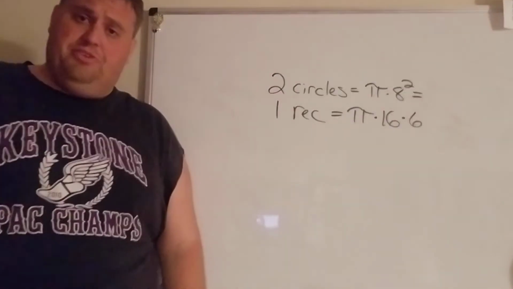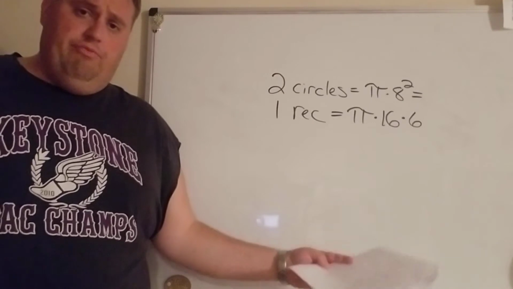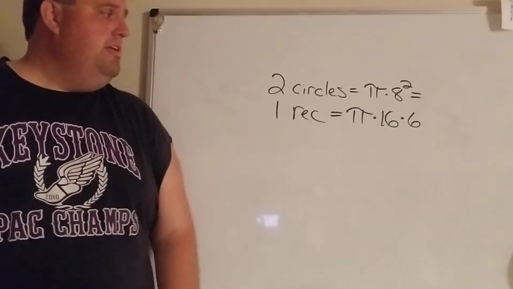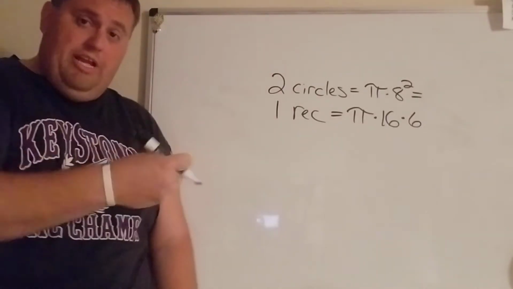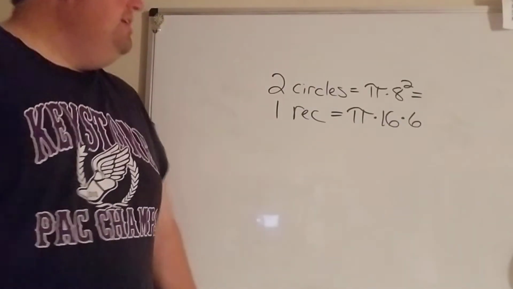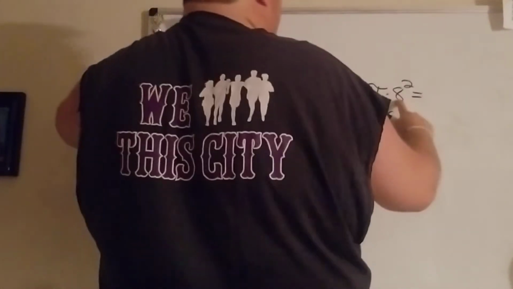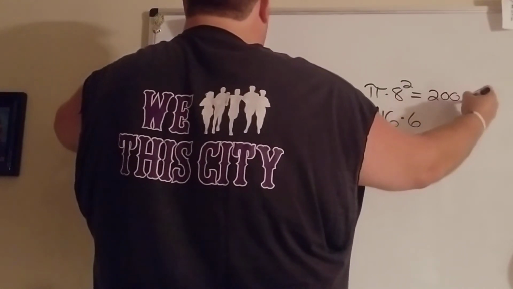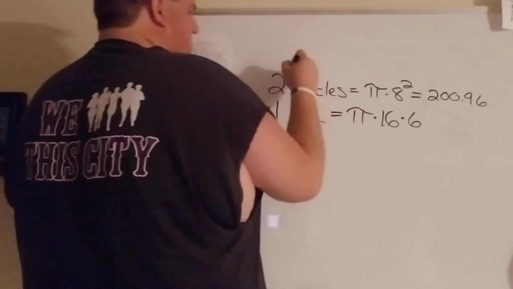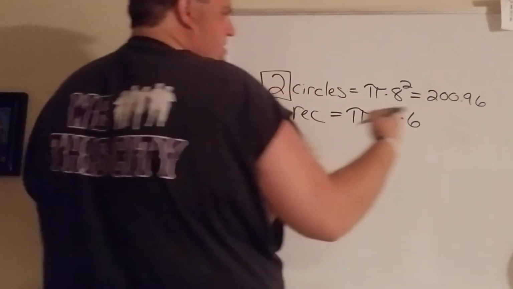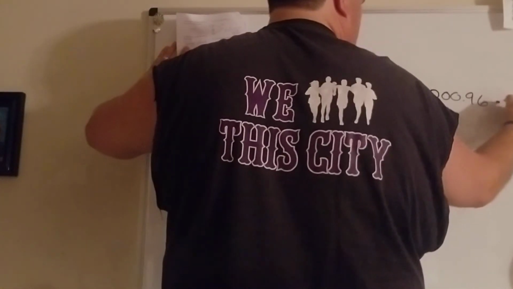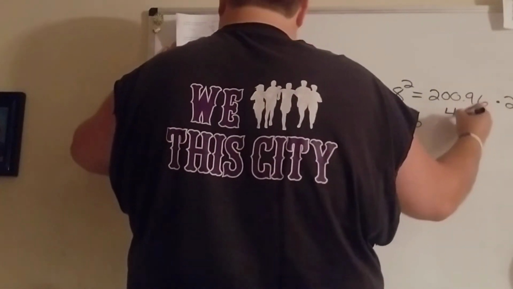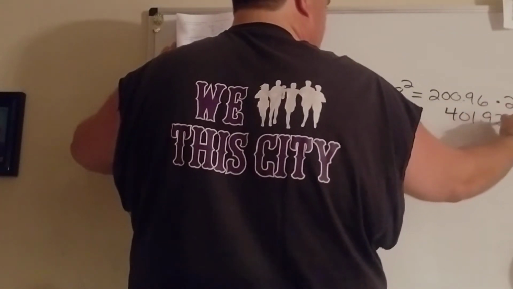Again, you guys are allowed to use your notes, so write that down. Pi times diameter times the height. That's the rectangle. For the cylinder part, the middle part, it's always the same. So two circles, pi r squared is going to give you 200.96. But remember, there's two of those. So multiply that by 2. And that gives you 401.92.